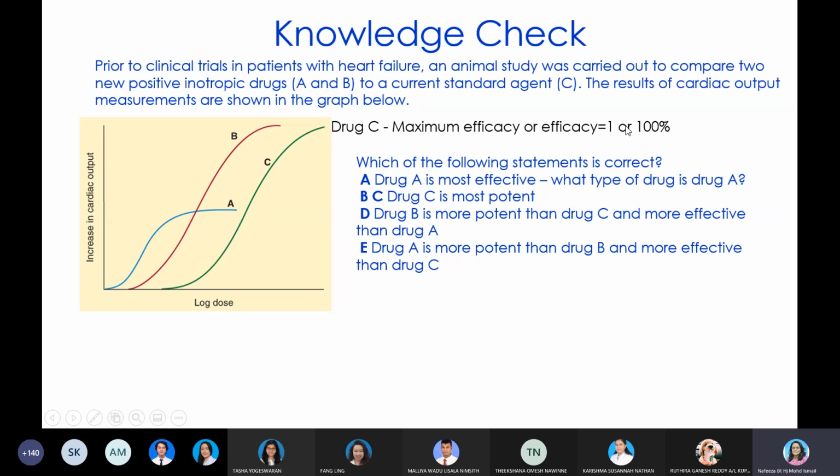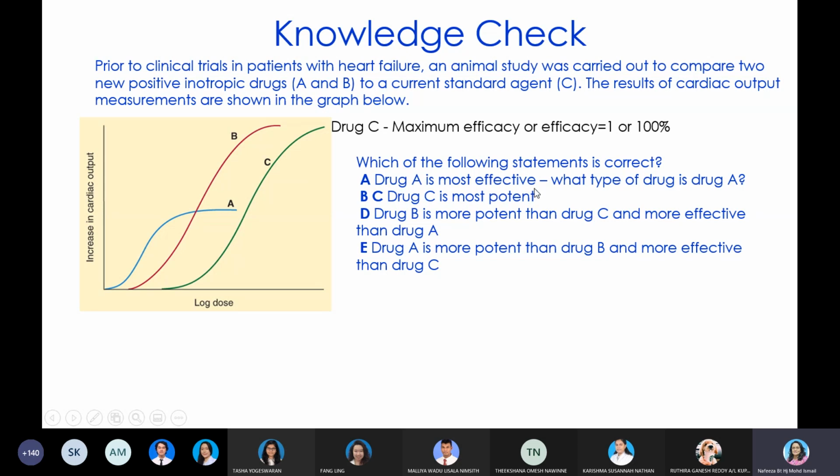You may be asking, if it's already maximum efficacy, a full agonist, why do we bother to look for other drugs? Mainly because sometimes patients have to take drug C 4 times a day, so compliance is poor. So we have to develop new drugs which are better than drug C. Which of the following statements is correct?